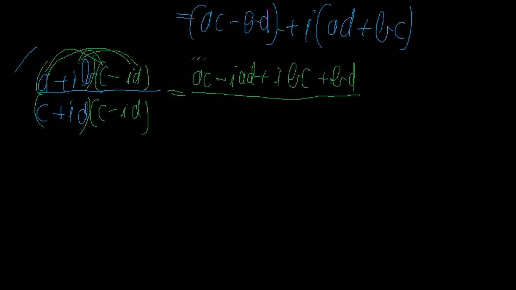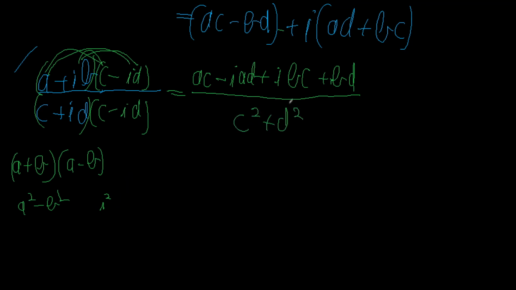And then this here, it's the form of A plus B times A minus B, which you'll probably have seen in class, equals A squared minus B squared. But since B squared isn't just B, it's I squared B, or in this case, I squared D squared. And minus I squared is just plus, so this will become C squared plus D squared. And since this is a value you can calculate, it's just each individual divided by this number.